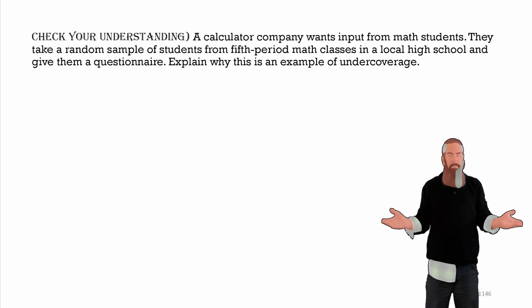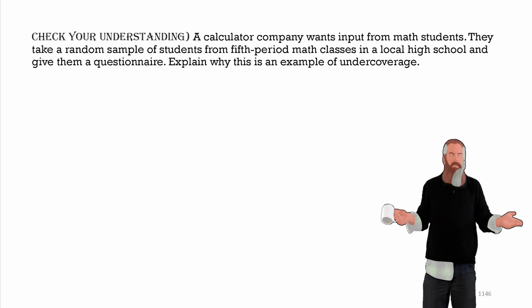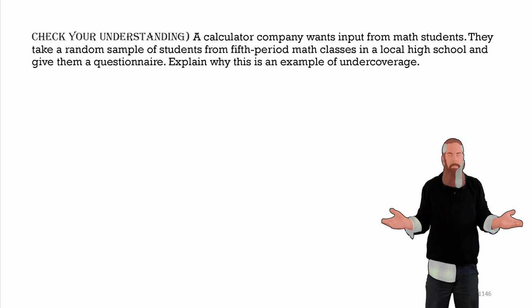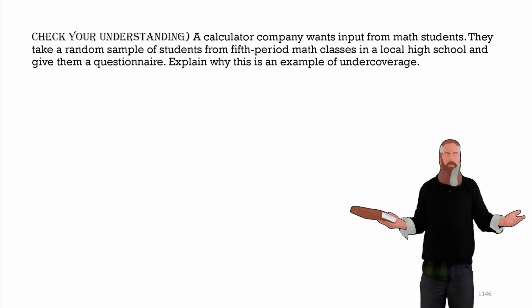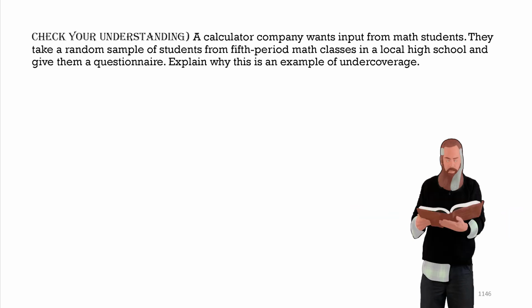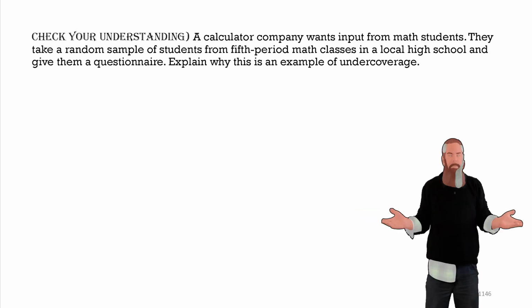Let's check your understanding. A calculator company wants input from math students. They take a random sample of students from 5th period math class in a local high school to give them a questionnaire. Explain why this is an example of undercoverage. Students who do not have math 5th period have no chance of being in the sample.